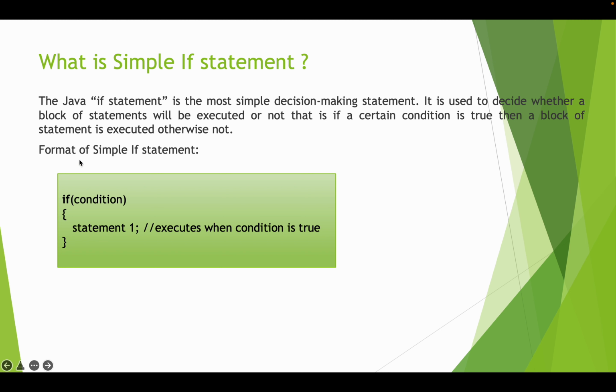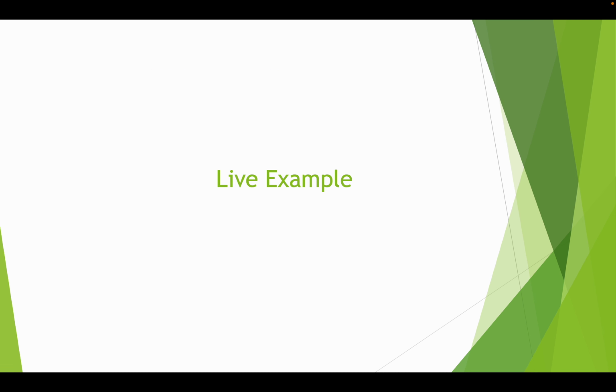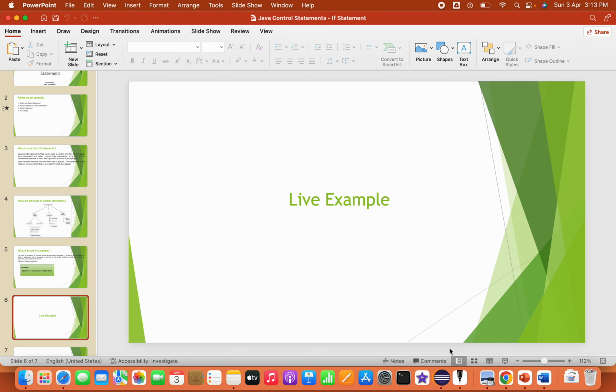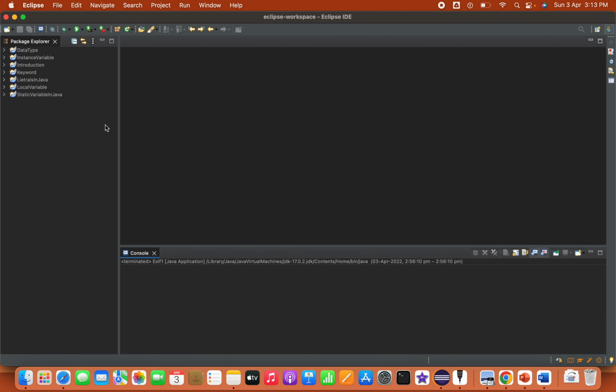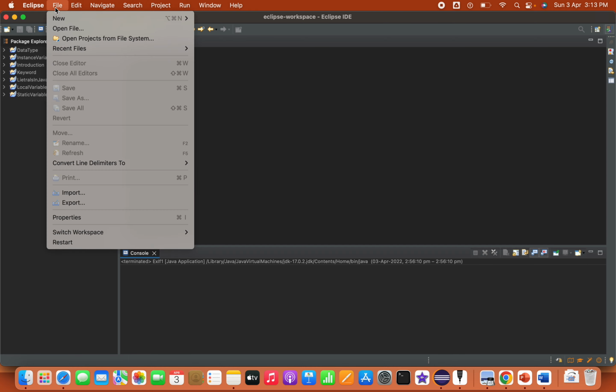Okay, and the format of the simple if statement is this. We need to declare if, then in brackets we have to declare the condition, then in curly braces we have to declare the statement. Okay, so you need to remember this guys. So let's jump on to a live example. So let me jump on to the Eclipse tool. Let me create a project.